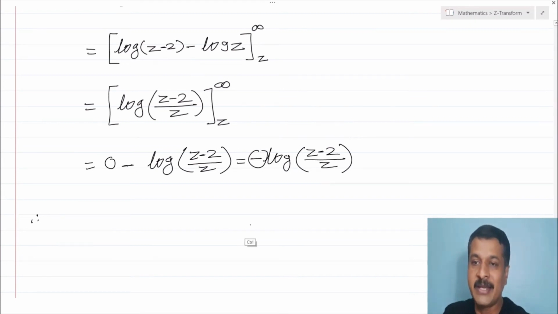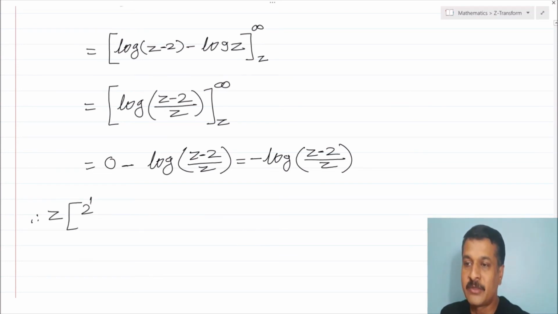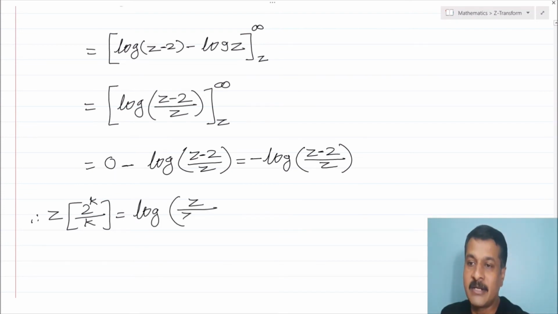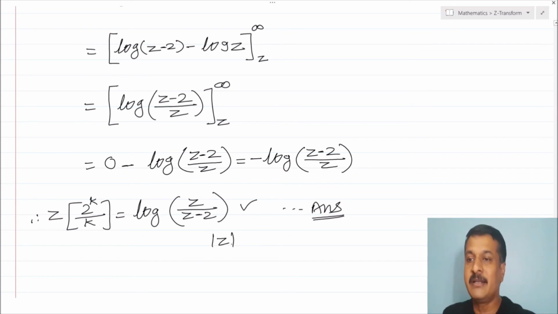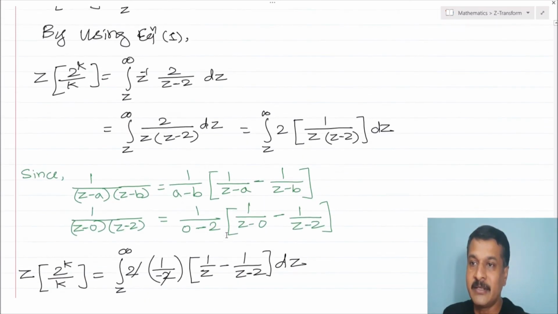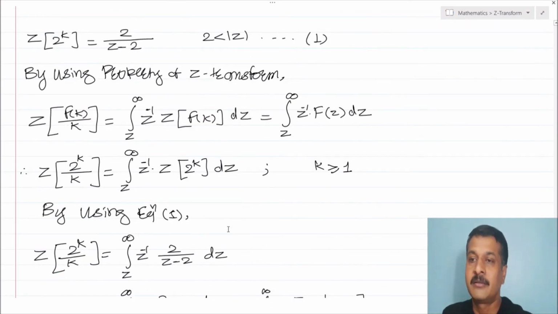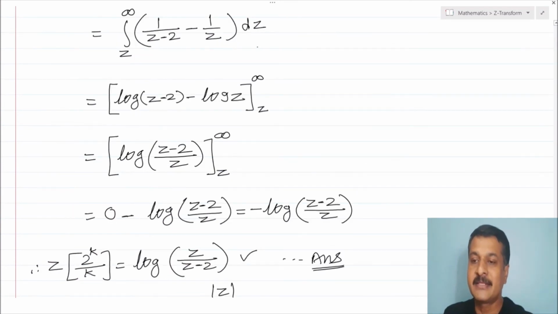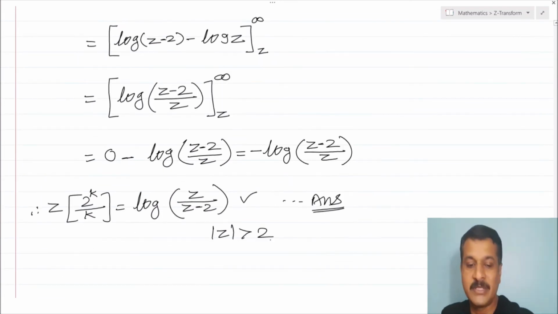So what we get here? I am getting z transform of 2 raised to k by k equal to log of z upon z minus 2, which is your required z transform. Note that here what is the value of this mod z? Condition initially we declared this 2 is less than mod z. It means that mod of z is greater than 2. So which is your final answer.